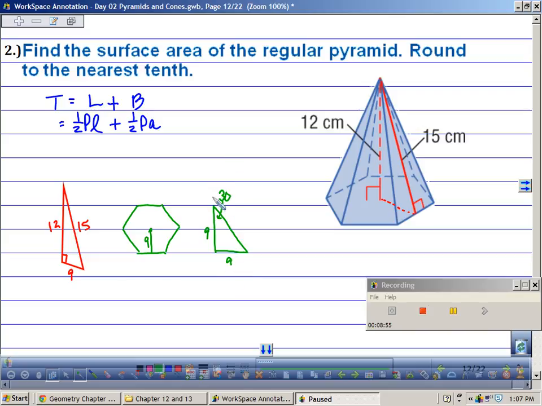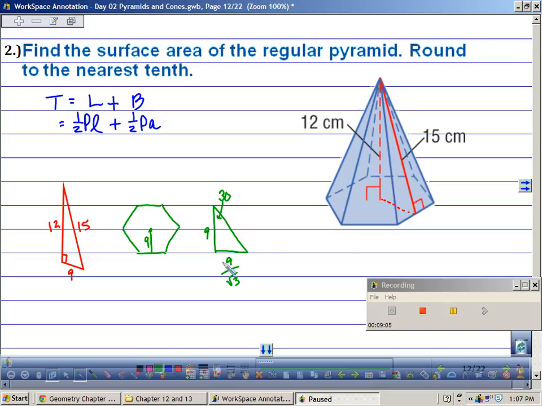You guys need a 30-60-90 triangle? 9 divided by the square root of 3, right? Because this is the smaller side, so you have to divide. This is the longer leg, so you multiply, right? If I was going from here to here, I would multiply by root 3. Since I'm going from the larger leg to the smaller leg, I divide by root 3. Because if this is a hexagon, that means there's 6 sides. 360 divided by 6 is 60. Half of that is 30.